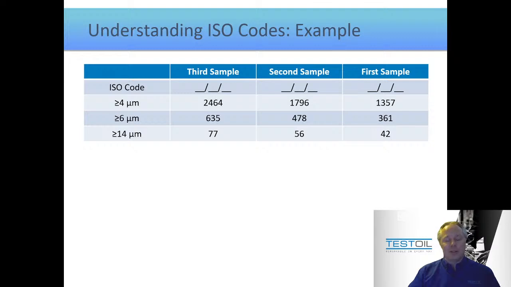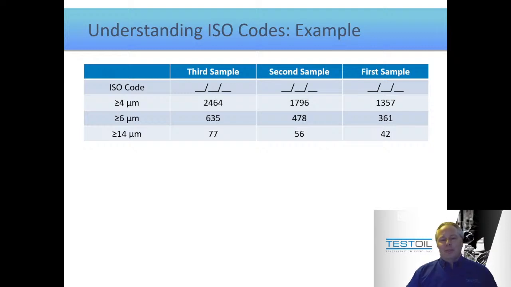It's a small increase. Other people might look at those numbers and go, well, they've almost doubled when you go from the first sample to the third sample. I think that's pretty significant. And they might say, no, those numbers are changing a lot. Well, that's where it gets confusing. So ISO codes are there to actually help resolve that kind of conflict. And let me show you how.